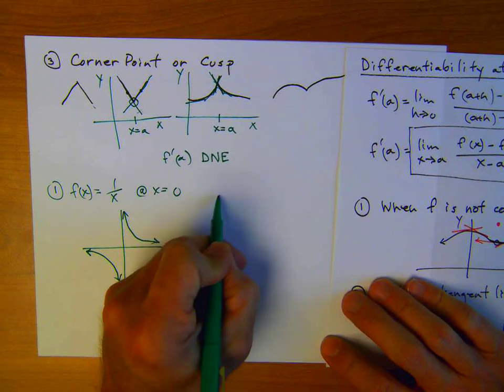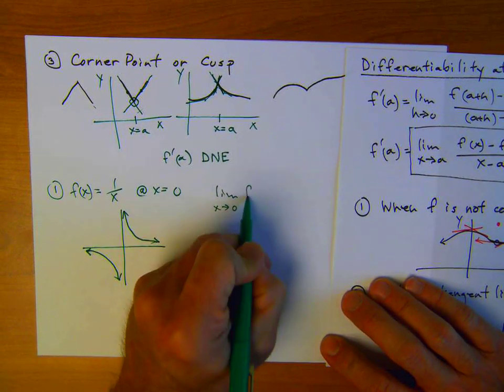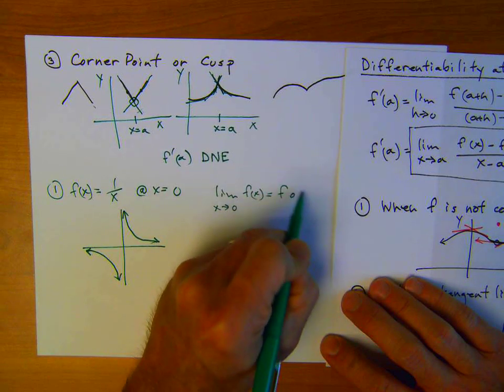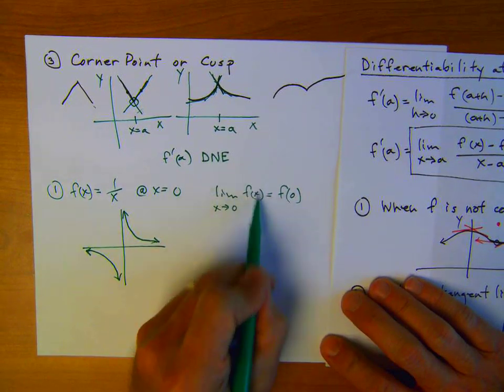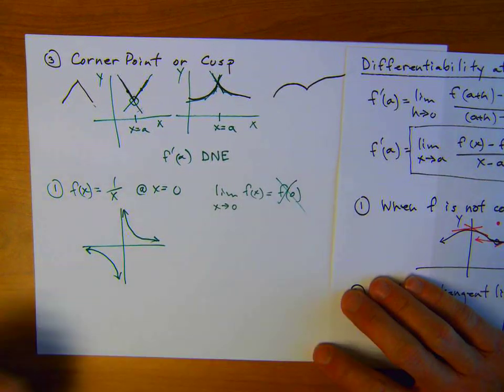Remember, for continuity, we need that the limit, in this case, the limit as x goes to 0 of f of x to equal f of 0. That's continuity. So we need this limit to exist, and we need this function value to exist. But for this function, that function value doesn't exist.